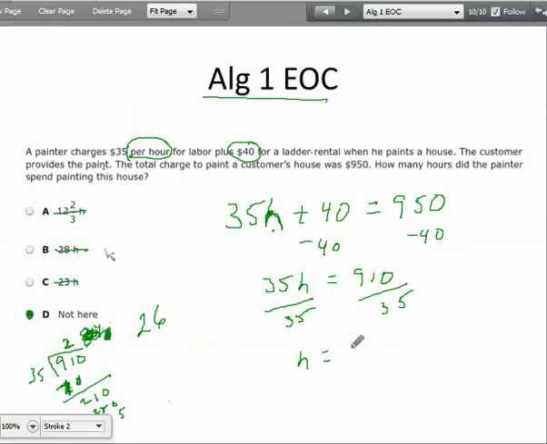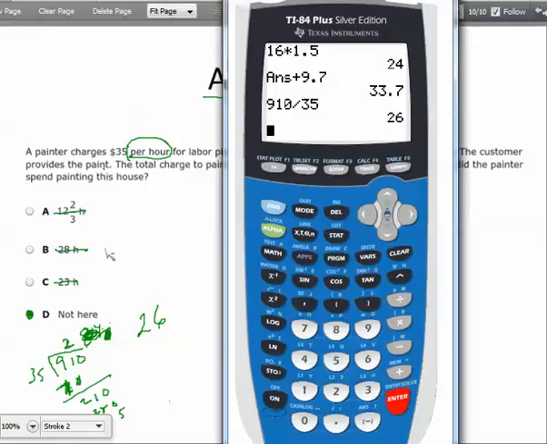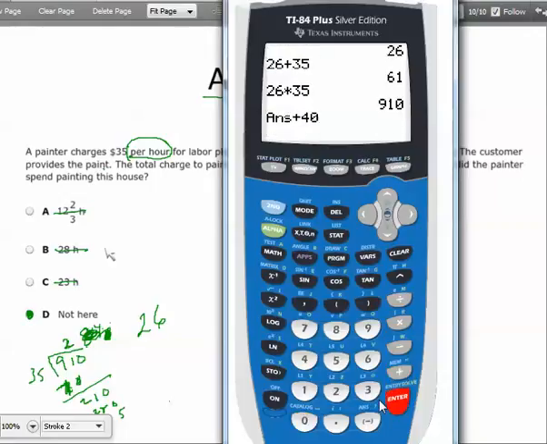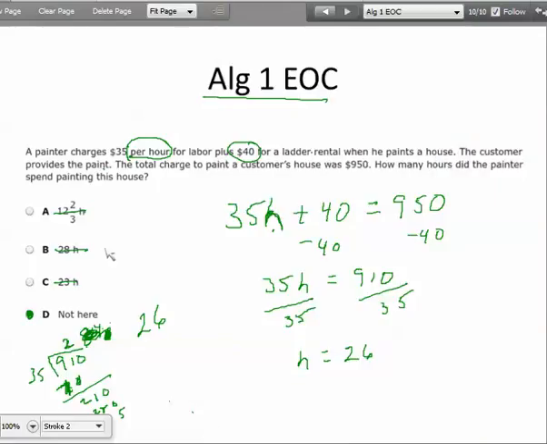And so I would say the answer is not here. Is that a possible answer? Yeah, it's a possible answer. Let's make certain it works. So I'm going to say 26 times 35. 26 times 35 is 910, plus $40 for the ladder is 950. Hey, worked out to be the right number.